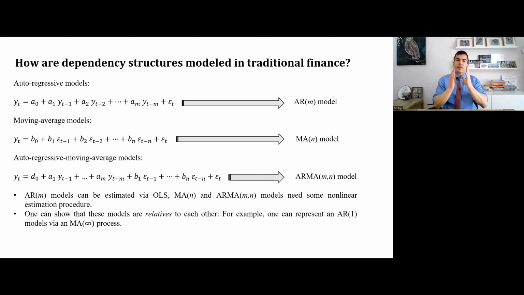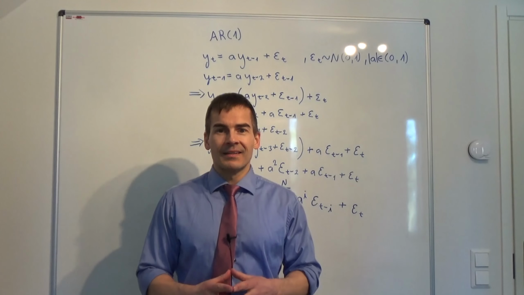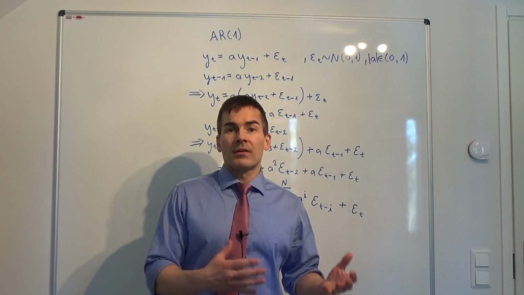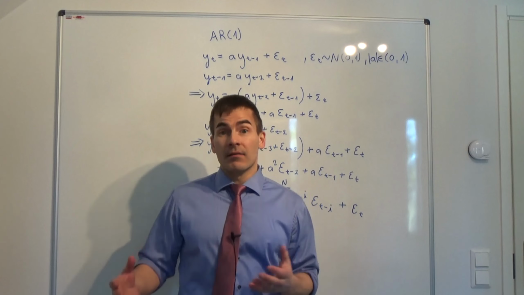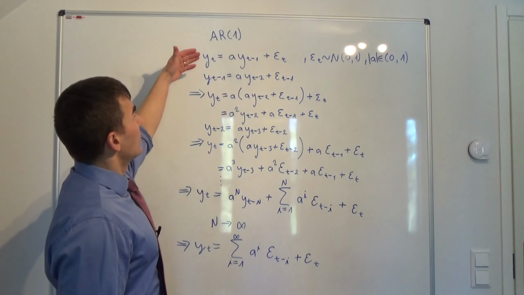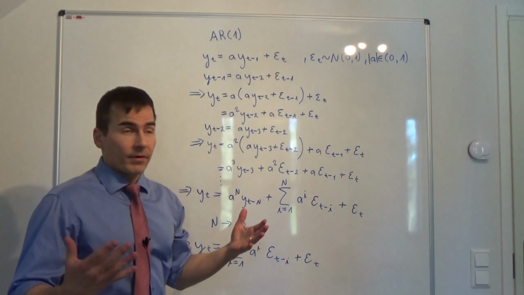What is interesting here is that one can show that these models are relatives to each other. What does that mean? For instance, we can represent an autoregressive model of order 1 by an infinite moving average process. Let's have a look at that on the whiteboard. So how can we show that autoregressive processes and moving average processes are relatives to each other? Let's consider the following simple autoregressive process of order 1.